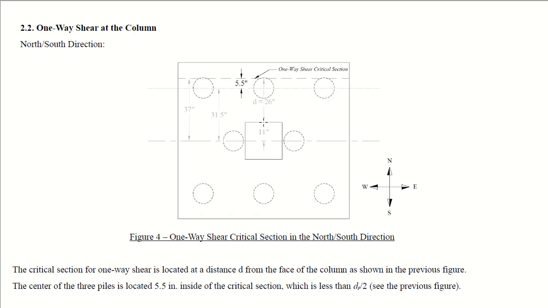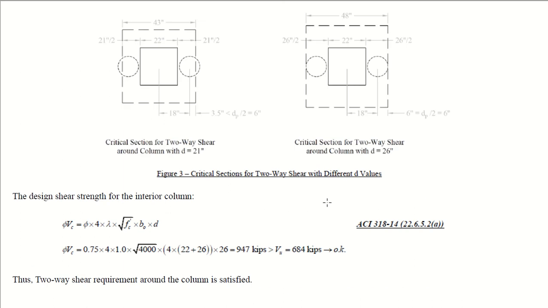This is the face of the column and the depth is 26 inches. So going to 26 inches, we are at a distance of 5.5 inches from the center of these piles. The center of the three piles is located 5.5 inches, as I showed you in the figure, which is less than dp by 2. dp by 2 is 6 inches, as you can see here.